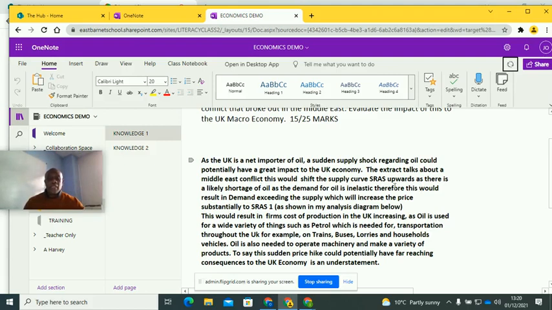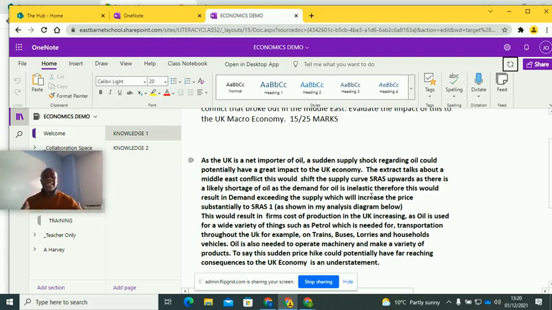This will shift the SRAS curve upwards as there's a likely shortage of oil as the demand for oil is inelastic. Key term, very important, showing knowledge, okay, that you know that oil is pretty much inelastic. Therefore, this will result in demand exceeding the supply, which will increase the price substantially to SRAS1, as shown in my analysis diagram below. Make sure if you say that, you're going to put it in your analysis diagram below. Do not forget, it needs to be there, okay?